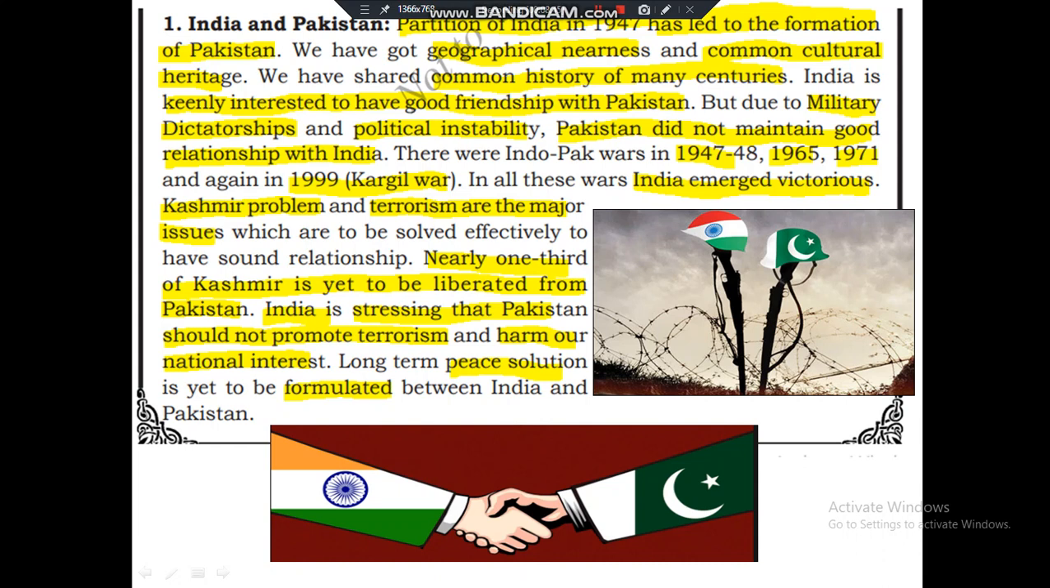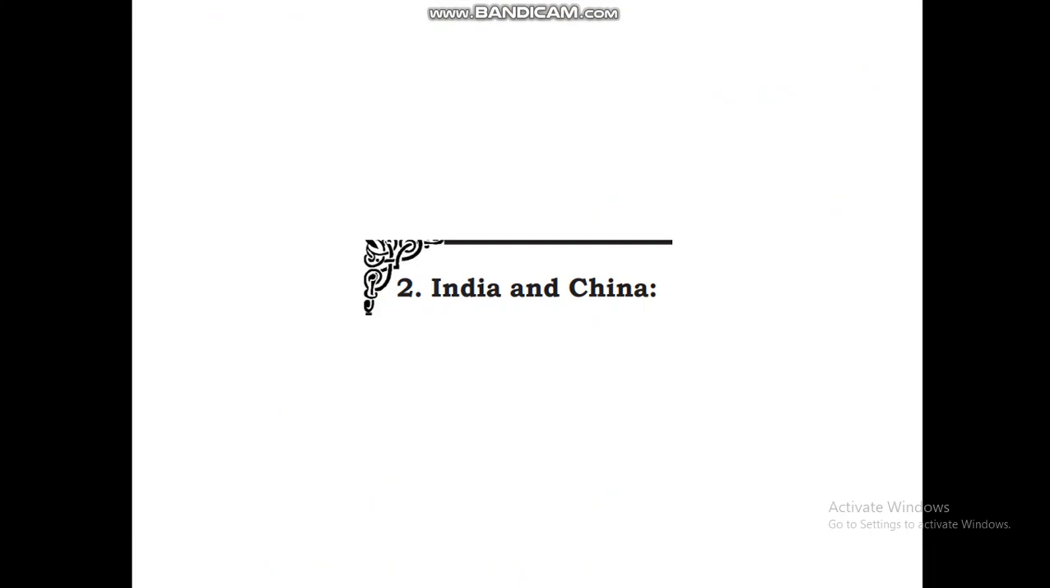In your examination, what you have to highlight is the wars we faced between India and Pakistan, 1947, 1965, 1971 and the 1999 Kargil war, then the Kashmir issue, then the terrorism issue, and the one third of Kashmir, POK, Pakistan Occupied Kashmir, which we have yet to liberate from Pakistan. These are the main issues. We don't have a good relationship, and peace solutions have to be formulated between these two countries. Next, in part 2, we will discuss India-China relationships.